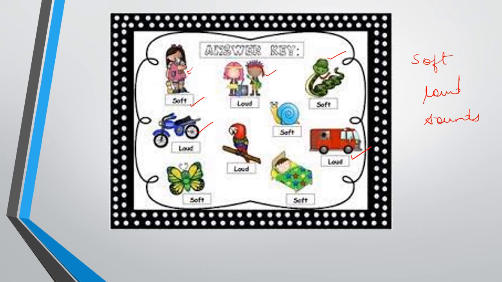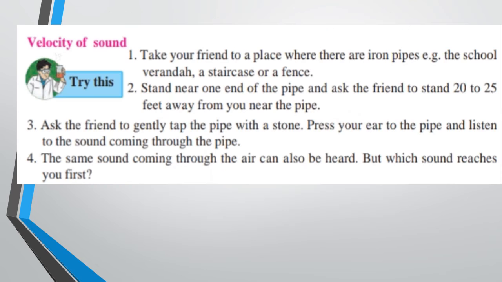But a snail, a person sleeping, a butterfly again becomes a soft sound. A parrot chirping very loudly, again that is a loud sound. Next we need to study about the velocity of sound.